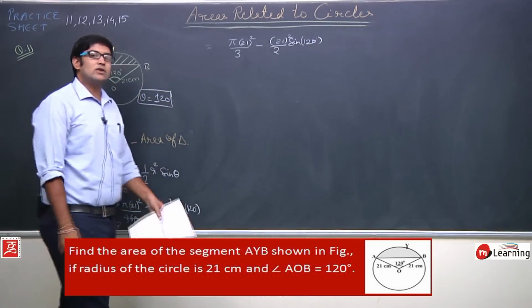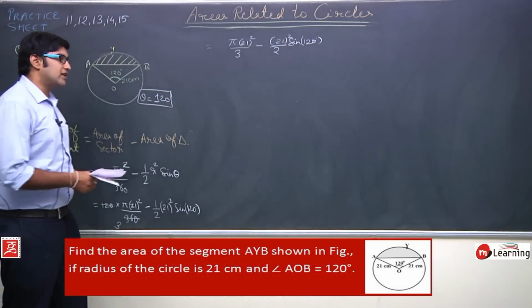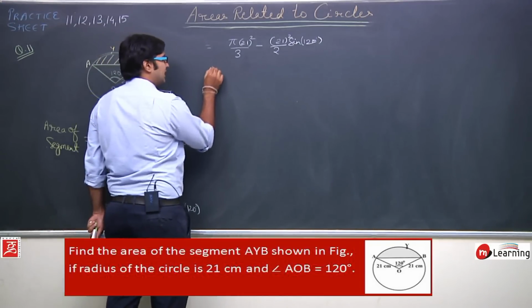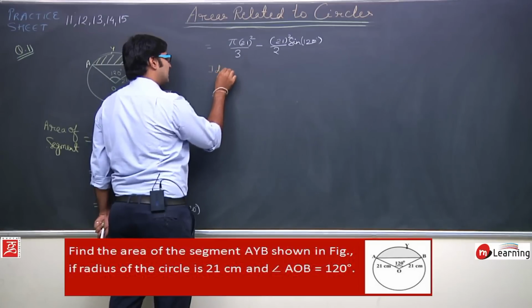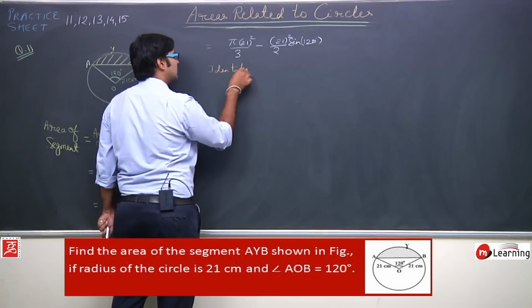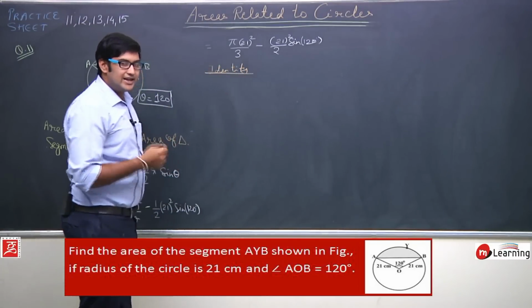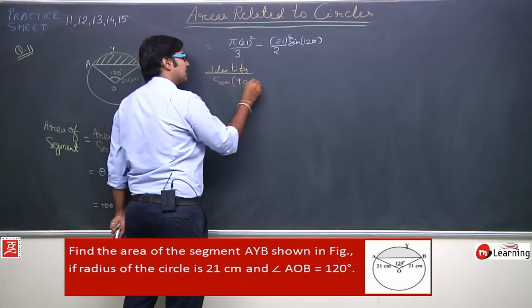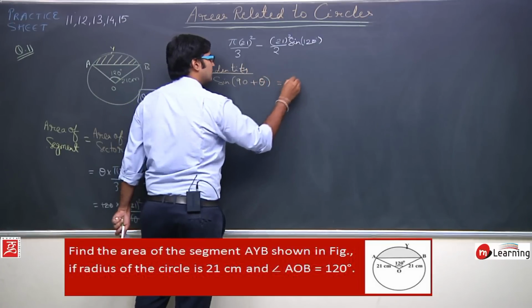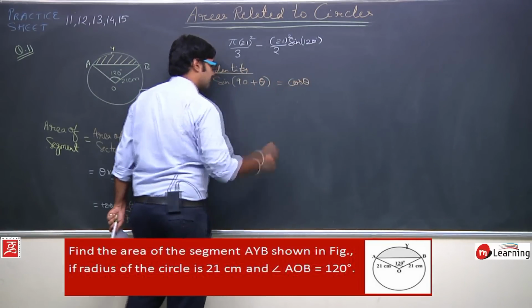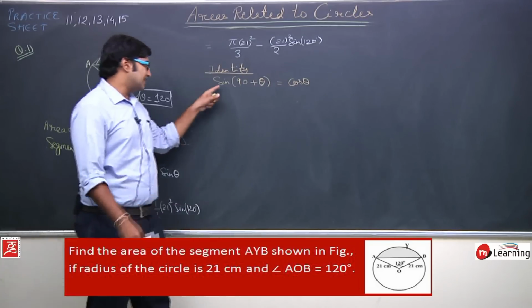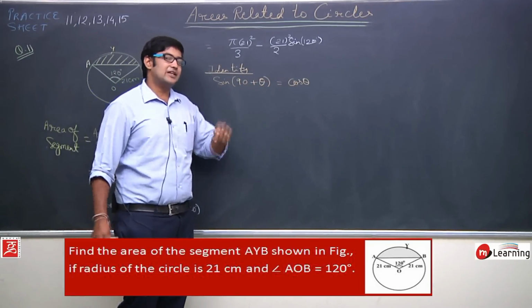Now, how to calculate the value of sine of angle 120 degrees? For that, remember, I will give you an identity. It is a trigonometric identity. It says that sine of 90 plus theta is equal to cos theta. This is a trigonometric identity that you need to remember. It says sine of 90 plus theta is basically cos theta.